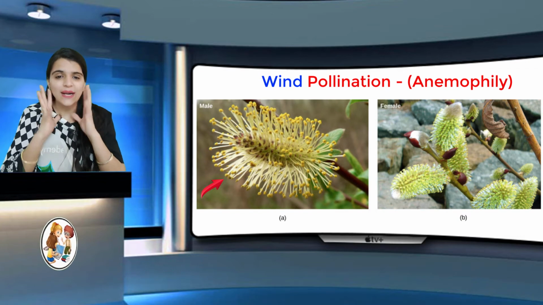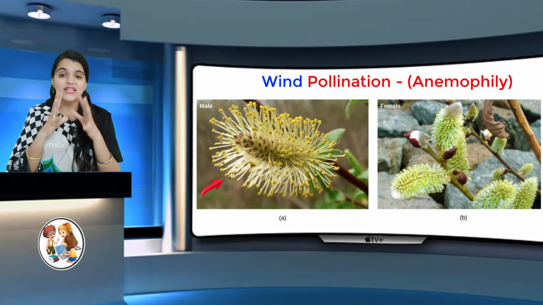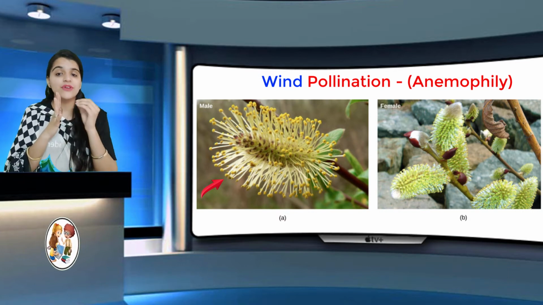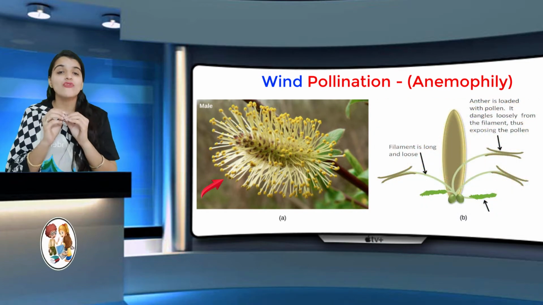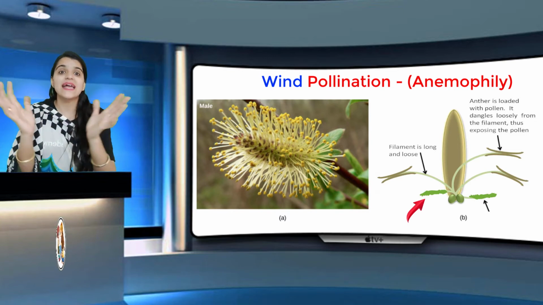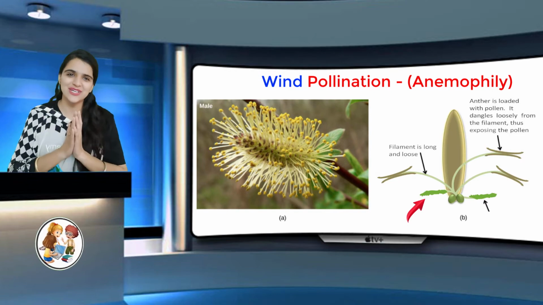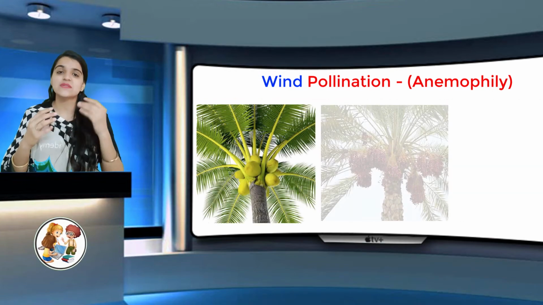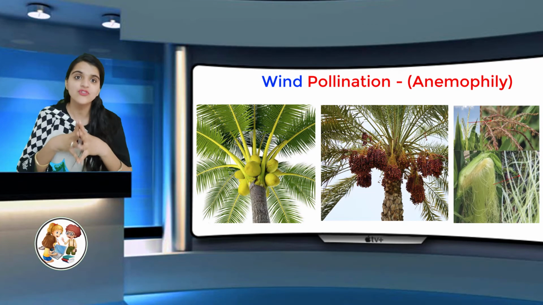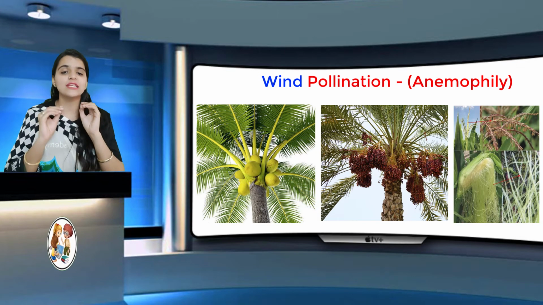So what happens in this? The male part of anemophilous flowers tends to produce very large quantities of pollen, and the stigma, the female reproductive part, must be large, sticky and feathery, extending out to catch the pollen. So that's why there is a requirement of this. Coconut, palm, maize, grasses and all the gymnosperms are the best examples of wind pollinated plants.